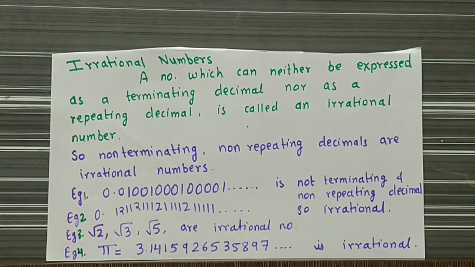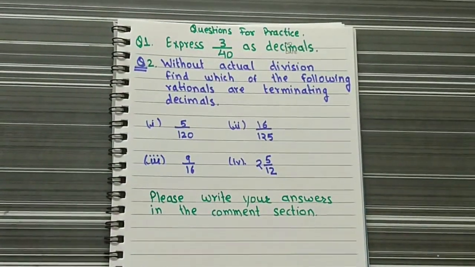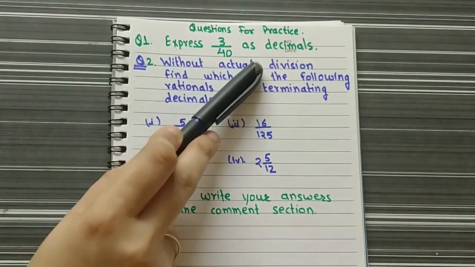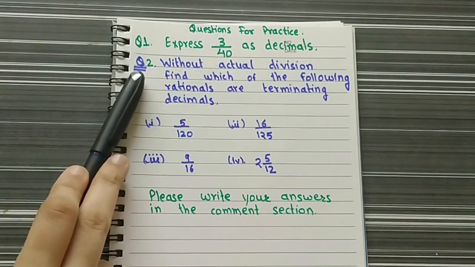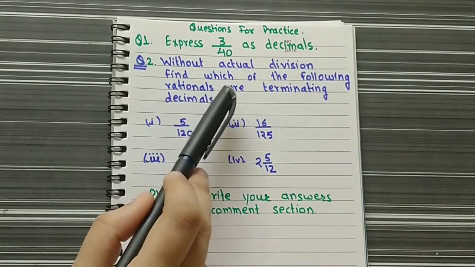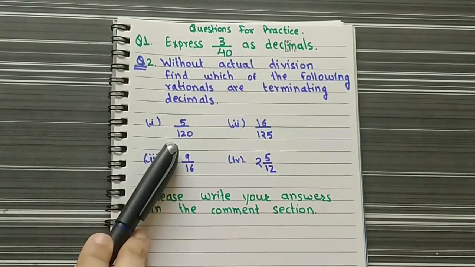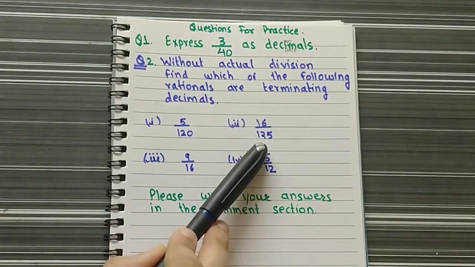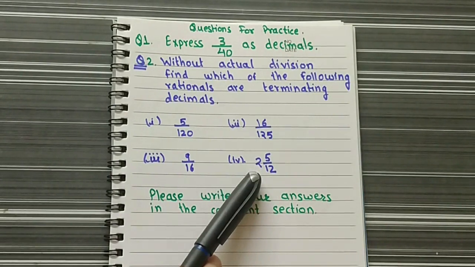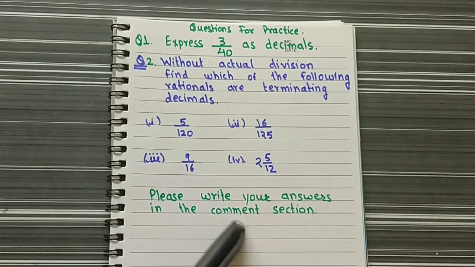Now I will give some questions for practice. The first question is: express 3 by 40 as a decimal. The second question is: without actual division, find which of the following rationals are terminating decimals. The first one is 5 upon 120. The second one is 16 upon 125. The third one is 9 upon 16. And the fourth one is 2 5 by 12.